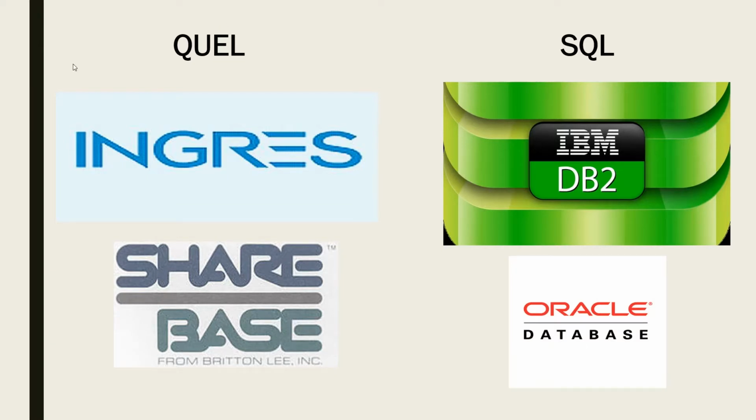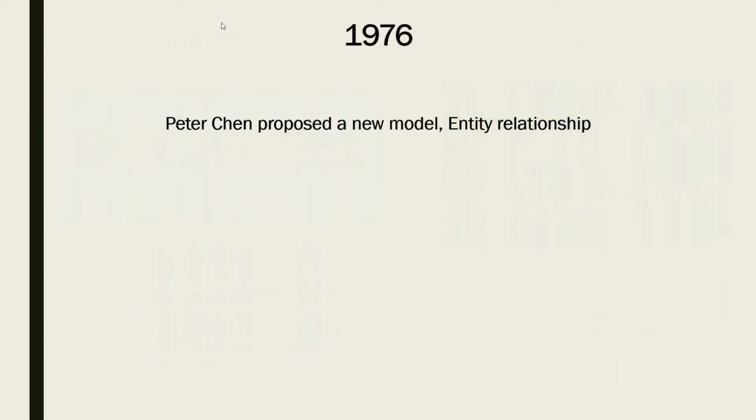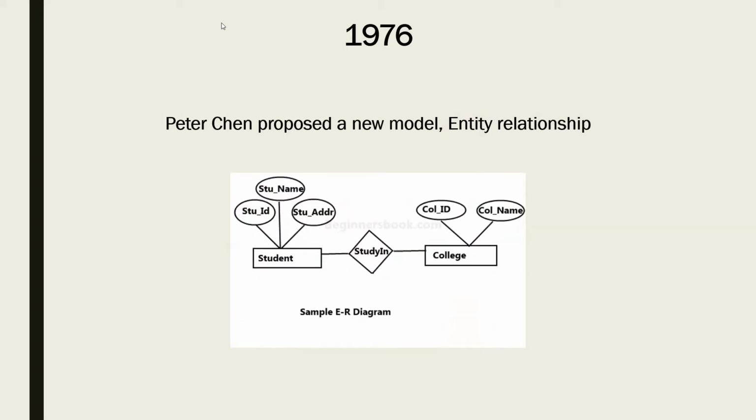It was also in this decade that relational database management system became a recognized term. In 1976, a new database model called Entity Relationship was proposed by Peter Chen. This model made it possible for designers to focus on data application instead of logical table structure.